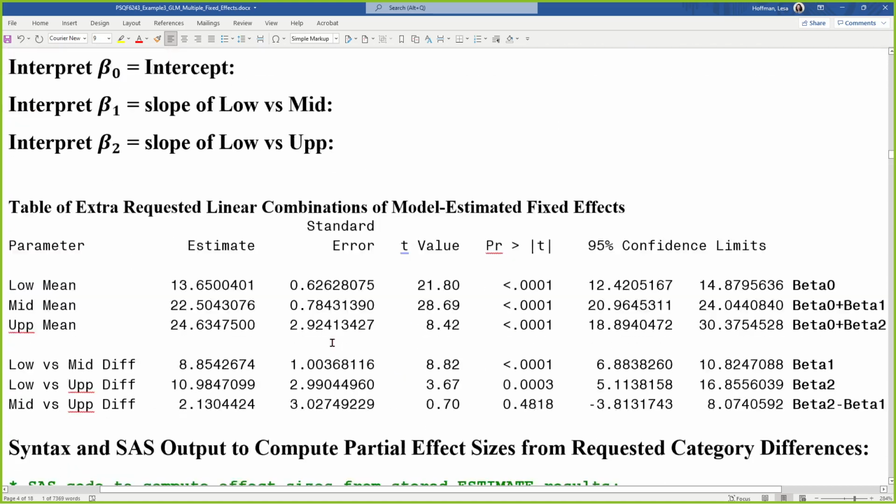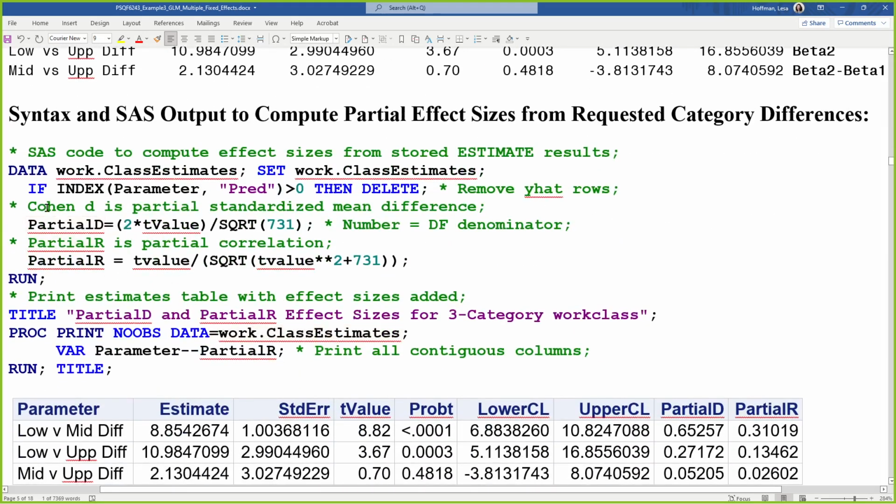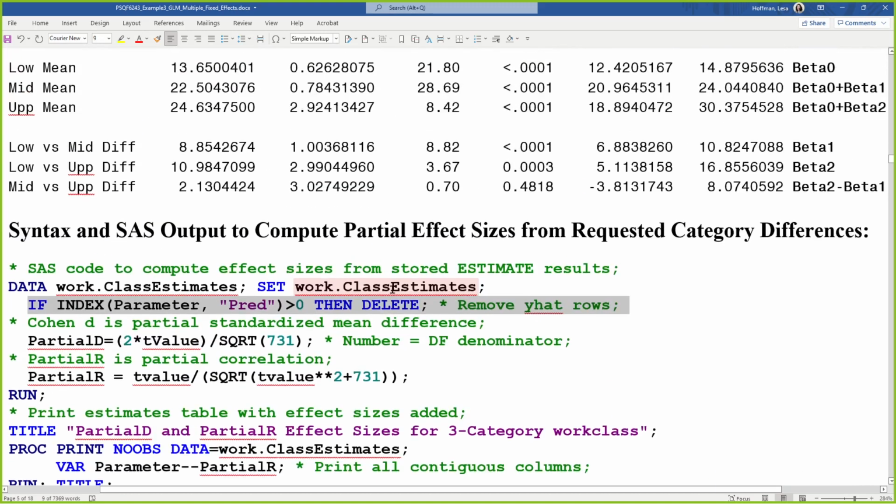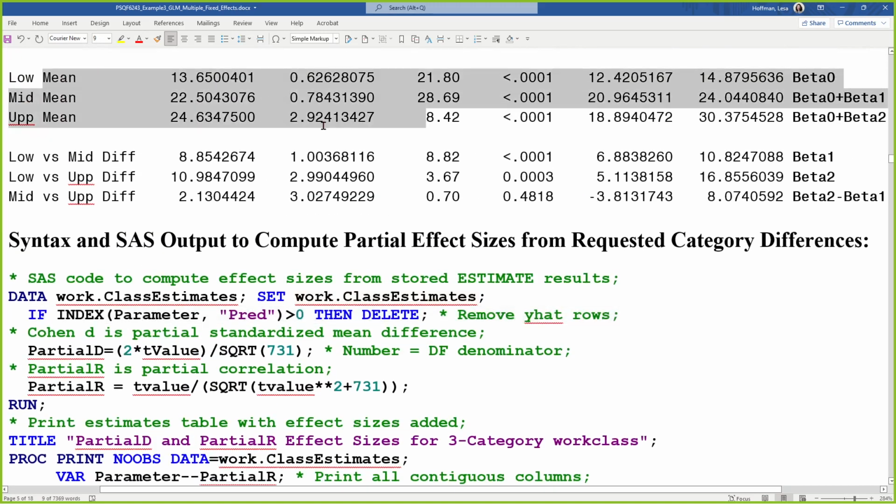Okay. So then the SAS code to do that, I am going to then go into that data set and do stuff to it. So I'm on page 5. So data work.class estimates set.class estimates, meaning I'm going to go into the data set and save it as itself when I'm done. The first line here gets rid of the rows that are for predicted outcomes, because we don't need effect sizes for predicted outcomes. We only need them for slopes.